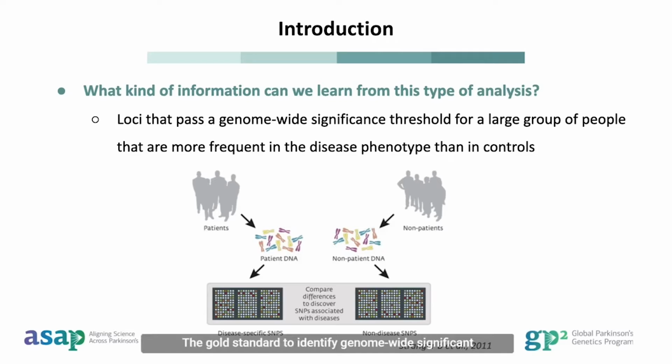The gold standard to identify genome-wide significant associations that are replicable and likely genuine is a p-value of 5 × 10 to the -8. What can we learn from GWASs and why are they valuable? When we find variants that pass at a genome-wide significance, we hope to narrow down where we should start looking for causal effects exerted by nearby genes.